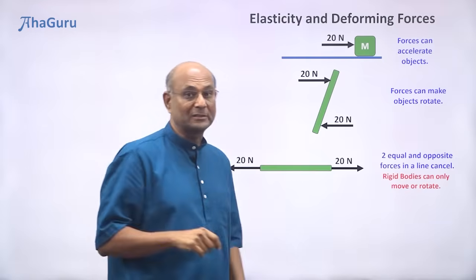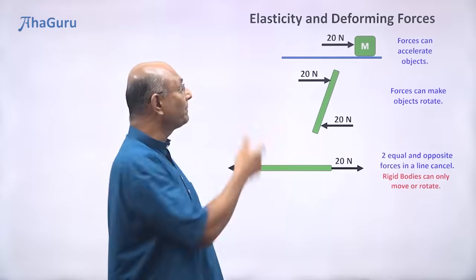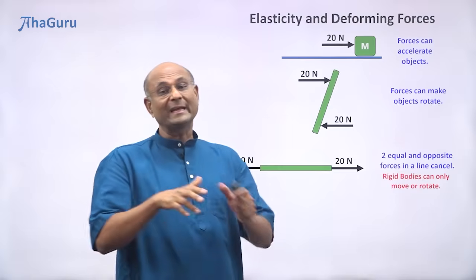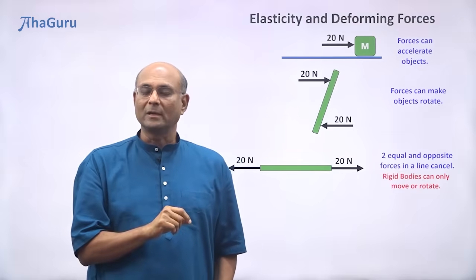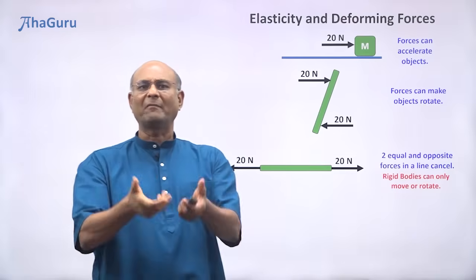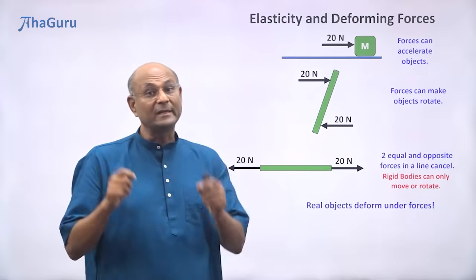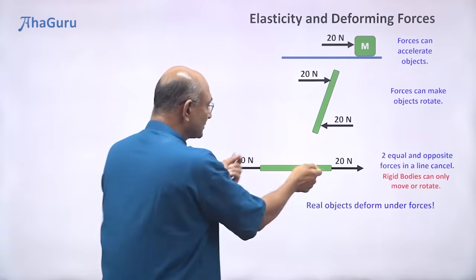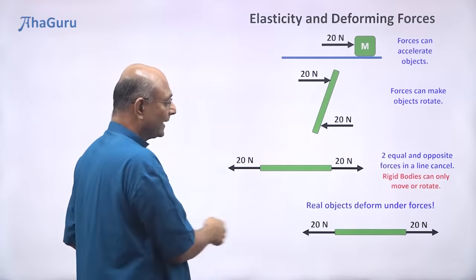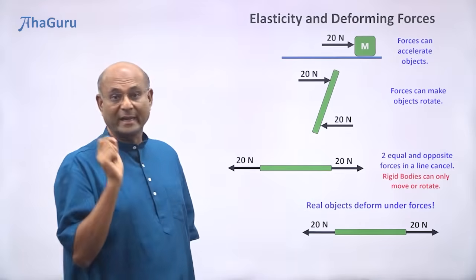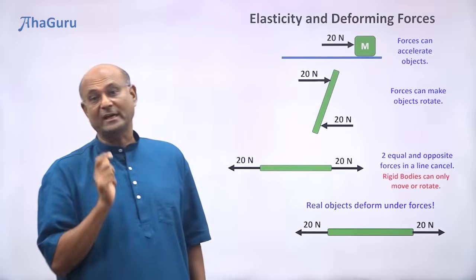But rigid bodies, which is what we have studied so far, can only move or rotate. So, as long as we are studying rigid bodies or particles, we don't need to worry about any other effect of force except linear motion or rotation, right? But actually, all objects that we have around us are not rigid bodies. They are real bodies, and real objects will deform under forces. So if there are two forces pulling this object, it can get stretched a little bit. If I exert forces like this on a regular object, it will stretch a little bit.